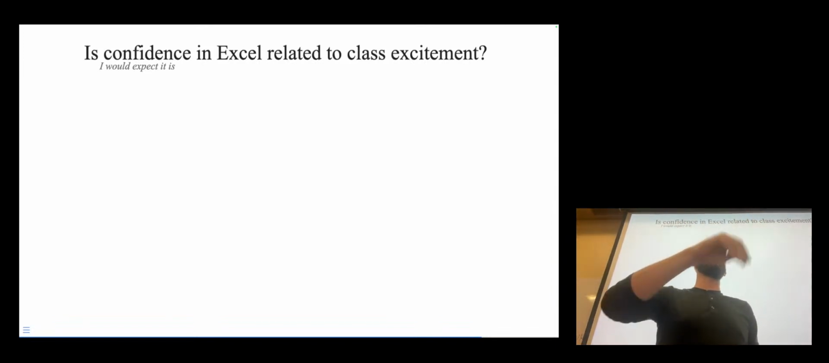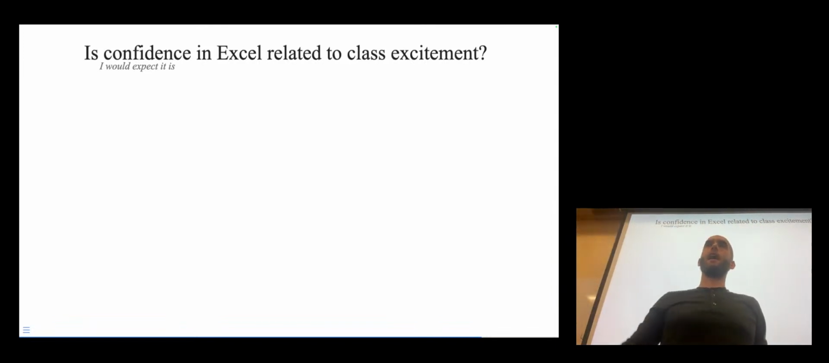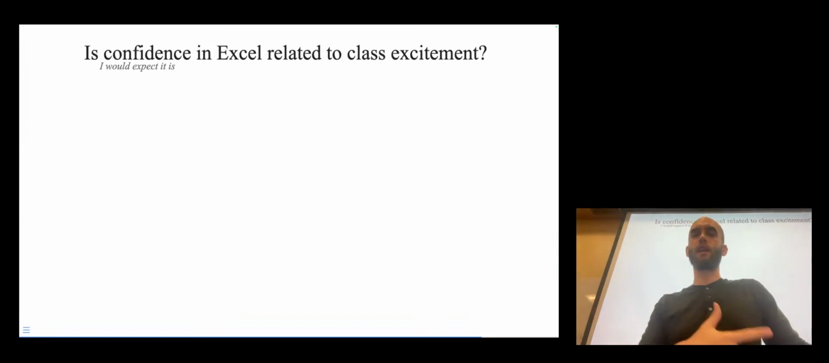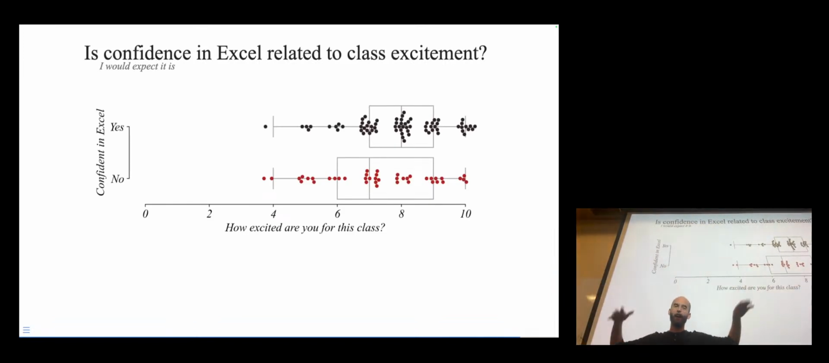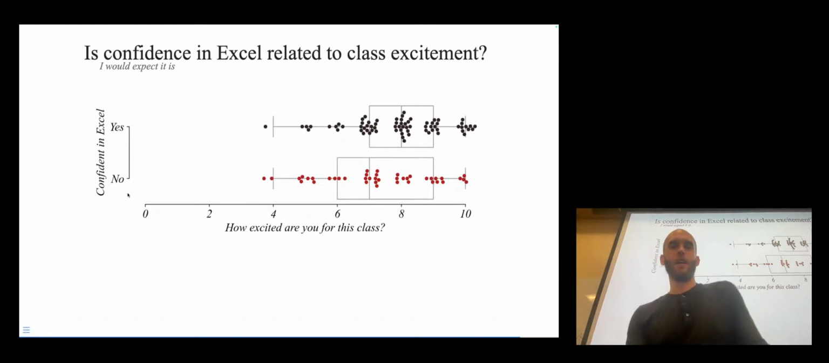And when I collected the survey, I told you that we would be using Excel before I collected the survey. So you knew that there was Excel in this class before I asked you about your excitement. What I'm doing here is actually splitting up the data into two groups. One is people who feel confident in Excel, and that's the box plot on top. And then I've listed everyone who's not confident in Excel in this second box plot, so in the one on the bottom.